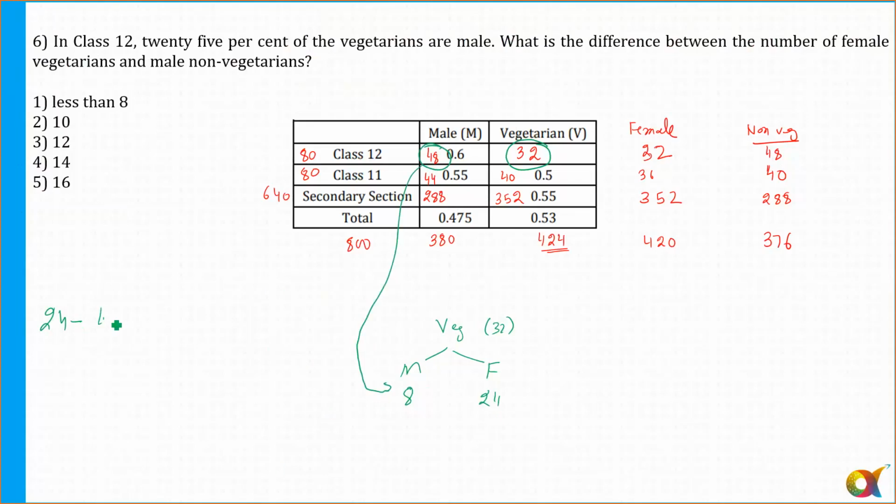So we need to find out the difference between 24 and 40. The difference between 24 and 40 is nothing but 16. So the correct answer should be which option? Option number 5. Is that clear to all of you? Any doubt? No. Can I move to the next slide?